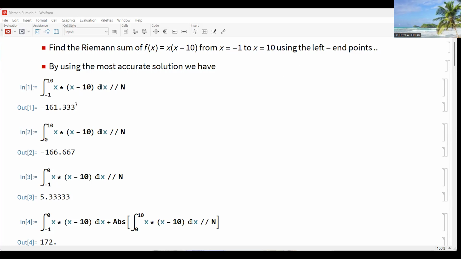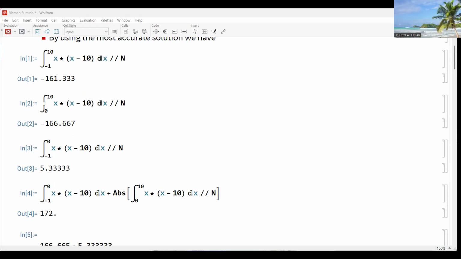That is negative 161 because you have the value above the x-axis that is positive. So you have to subtract that from the integral. So this becomes negative 161. But that is not yet the total value. So we have to first find the value of the integral, the value of the area from 0 to 10.